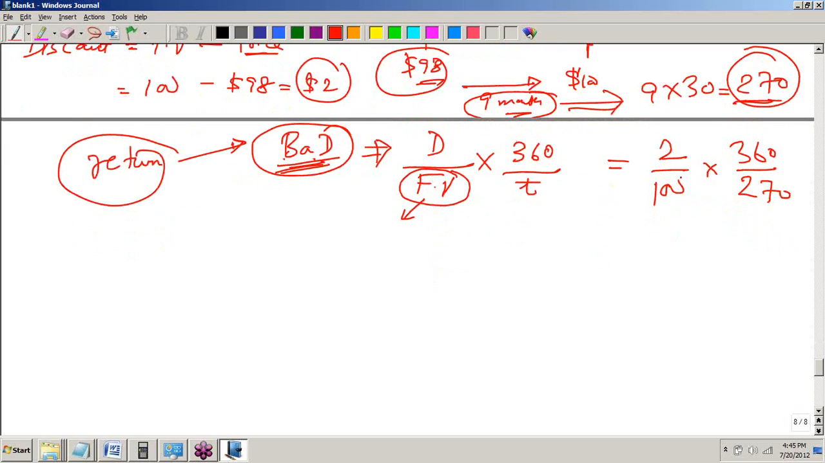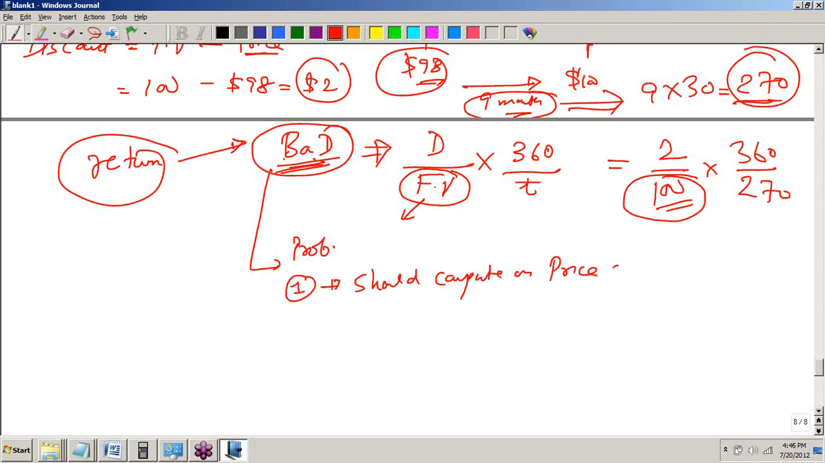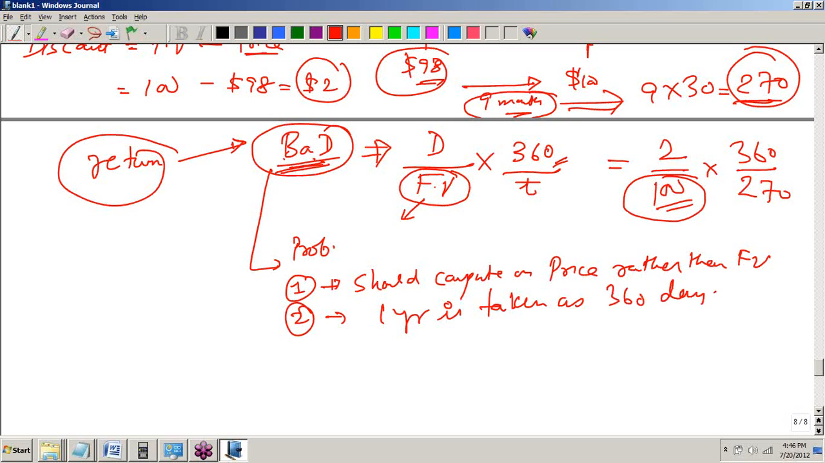When you are computing the return, we compute it on the basis of the amount that we have invested. Here the amount invested is not 100 but 98. So it is not proper to measure this on 100. The number one problem is that we should compute on price rather than face value. The other problem is that 1 year is taken as 360 days, which is not the case because it is either 365 or 366.